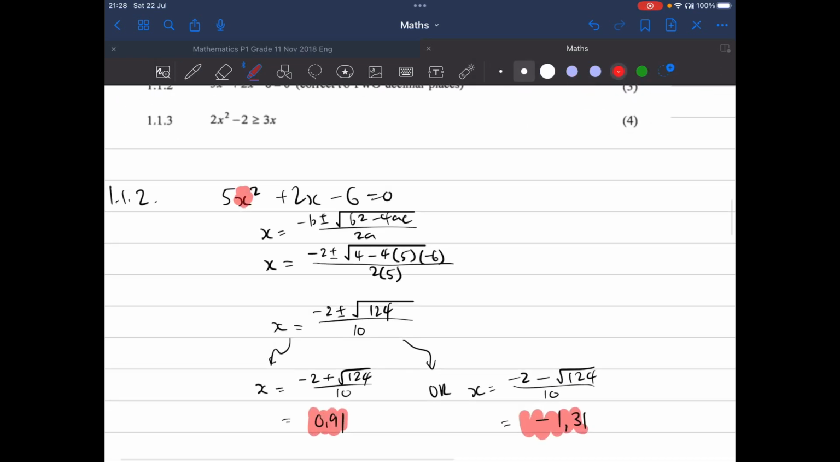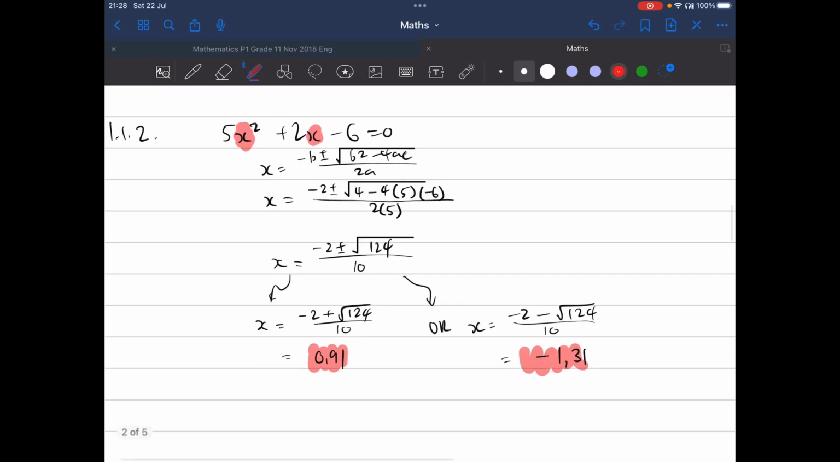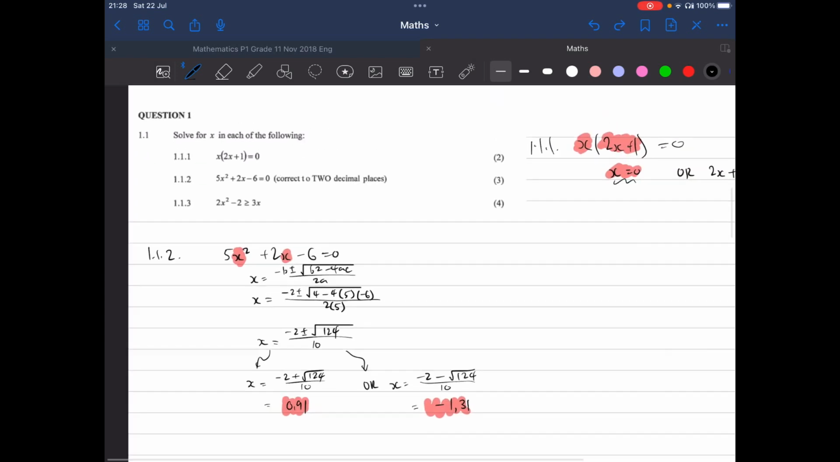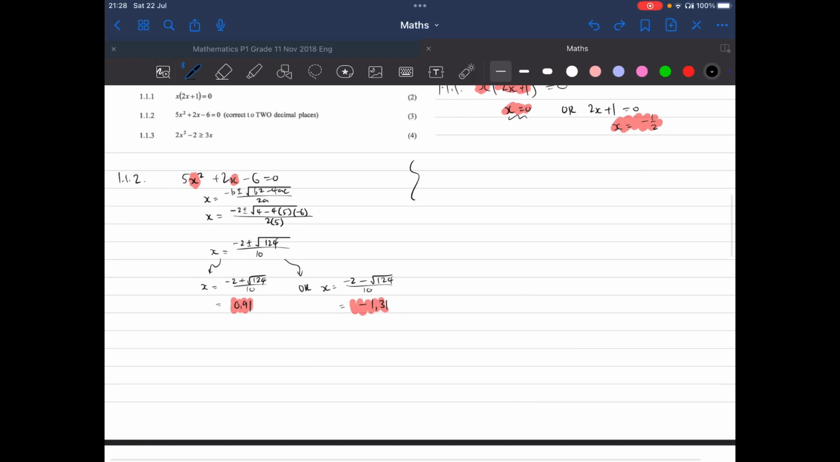Okay, and then obviously now you can take these two x values and substitute them into the original equation, right? So you can start with 0.91 and put it in place of x and see if you get 0, and then do the same for the other, and if they come to 0, that means your answers are correct. Okay, let's do the next one.